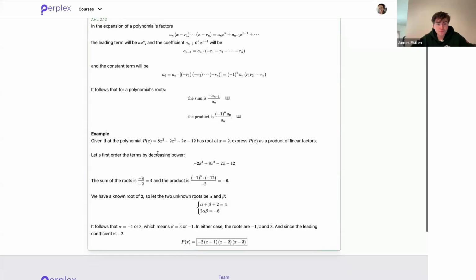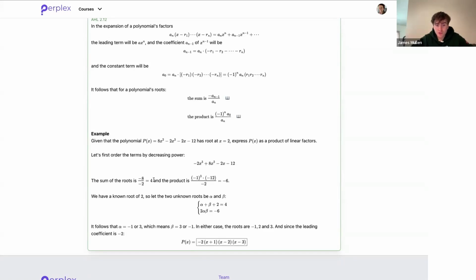So let's do an example. Let's suppose I have the polynomial 8x squared minus 2x cubed minus 2x minus 12, okay? And I'm told that it has a root at x is equal to 2. And I want to express p as a product of linear factors, all right? So let's first put the terms in decreasing order. I have negative 2x cubed plus 8x squared minus 2x minus 12.